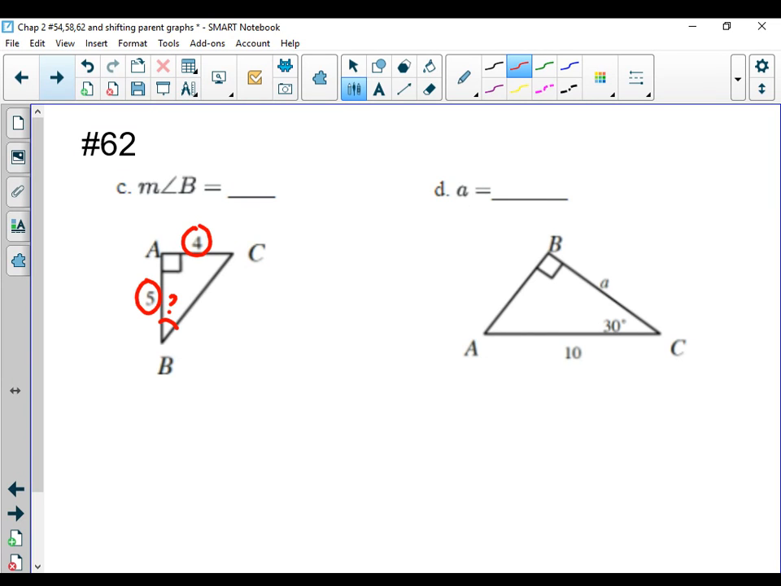Tangent. So if I'm missing the angle, remember this is where I do the inverse. So I do the inverse tangent of the opposite side of 4 divided by the adjacent side of 5. And once I punch that in, that would tell me what the measure for B was. So B was about 39.